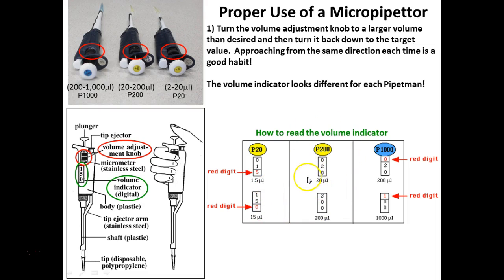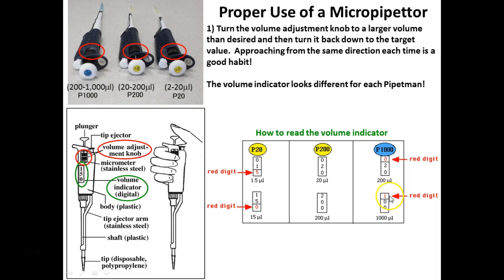For the P200, it's accurate between 20 and 200. It fills the range between our P20 and our P1000. Our P1000 is accurate down to 200 and all the way up to 1,000 microliters, which is an entire mil. And because that's a larger volume, we use the larger tips, the blue tips. For this one, the red, right, indicates the highest volume.